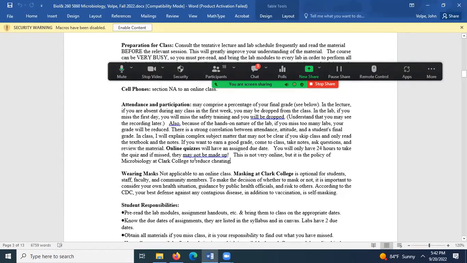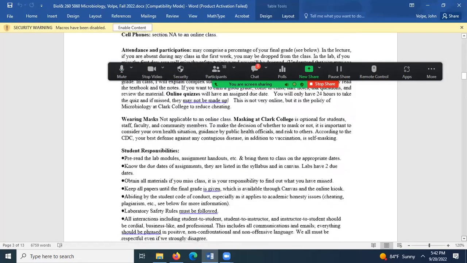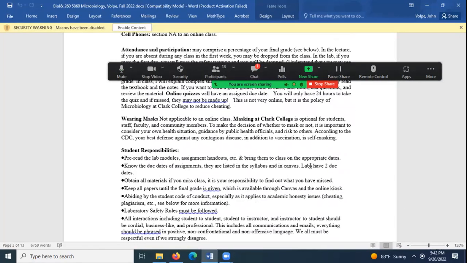The online quizzes do have an assigned due date, and they must be taken by that due date. Any question about that? For the online quizzes, you do need to take them within 24 hours of when they are due. So before 24 hours, you cannot take the quiz. And after the due date, you cannot take the quiz.